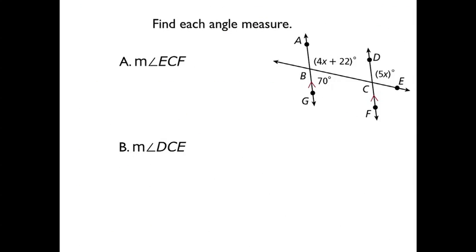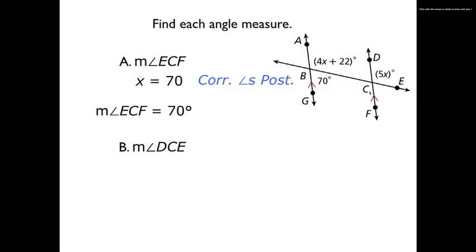Okay, we're going to find the measure of each angle. First we want to find the measure of angle ECF. In finding ECF, what I'm trying to get here is this angle right here. What I know is that this angle here, CBG, and ECF are corresponding angles. So by the corresponding angles postulate, they have to be congruent, meaning that angle ECF has to be 70 degrees. So using the corresponding angles postulate, we've shown that the angle has to be 70 degrees.